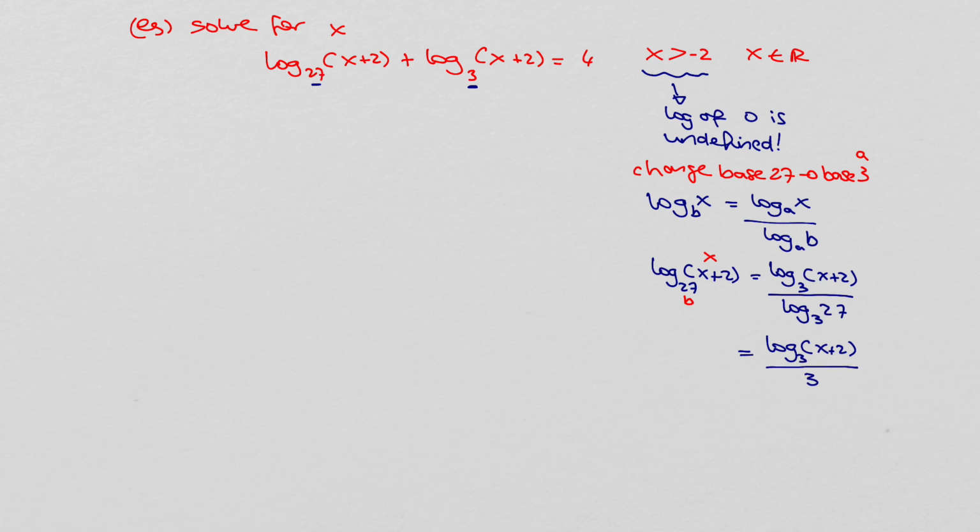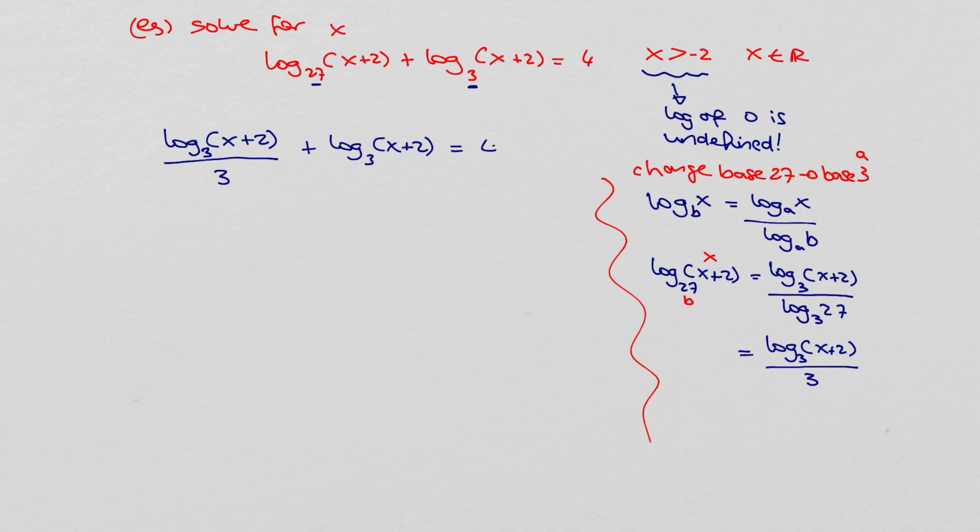So now if we go back to our equation, instead of log x plus 2 to the base 27, we can now write log x plus 2 to the base 3 divided by 3, plus log x plus 2 to the base 3 equals 4. I can't apply my log rules just yet because I have this divided by 3. So I'm going to multiply across every term by 3 to get rid of the fraction. So that gives me log x plus 2 to the base 3 plus 3 log x plus 2 to the base 3 equals 3 times 4, which is 12.